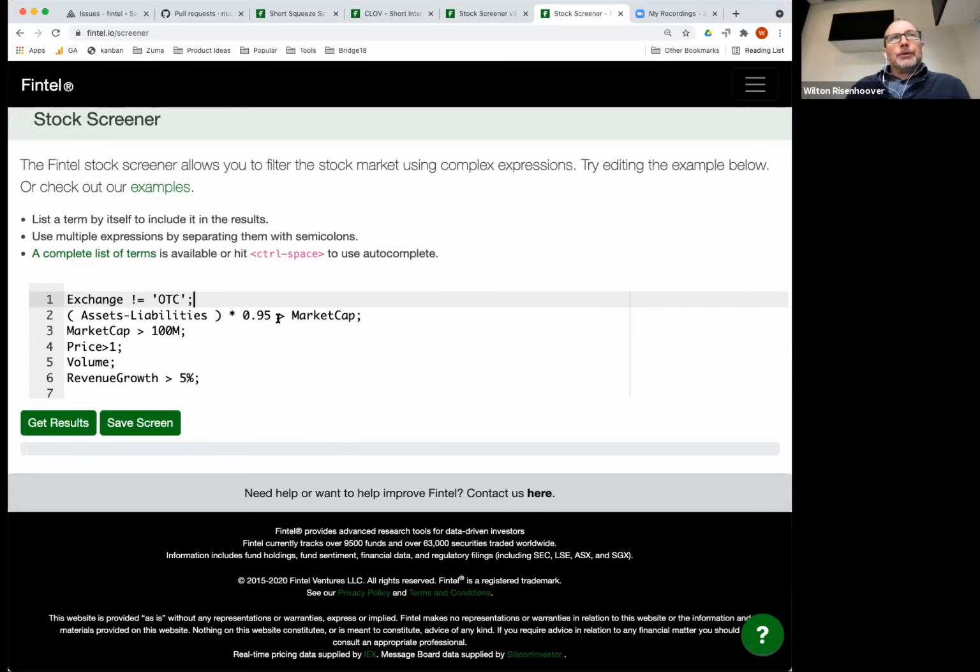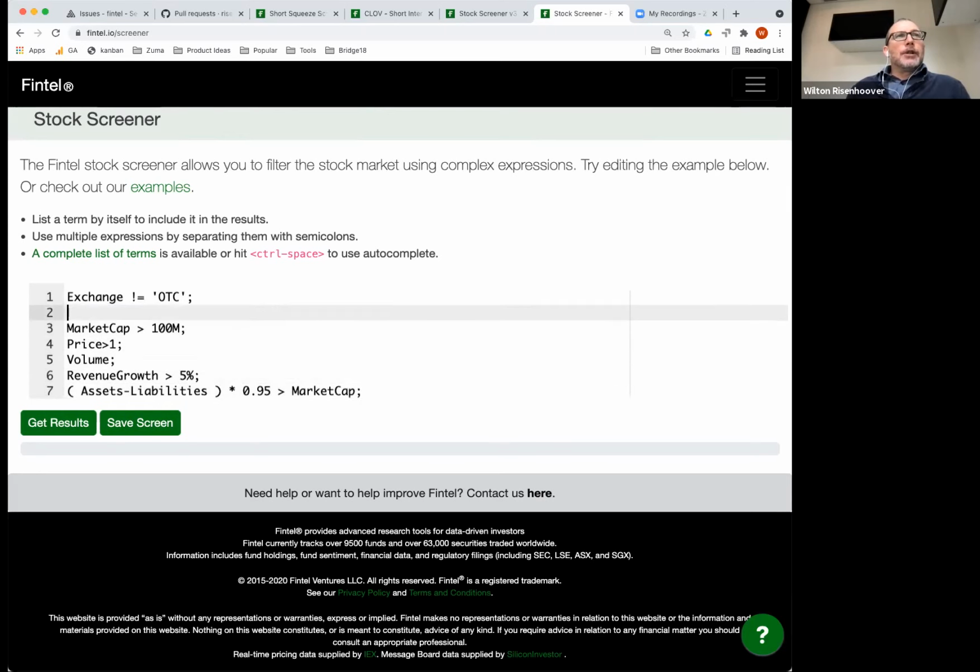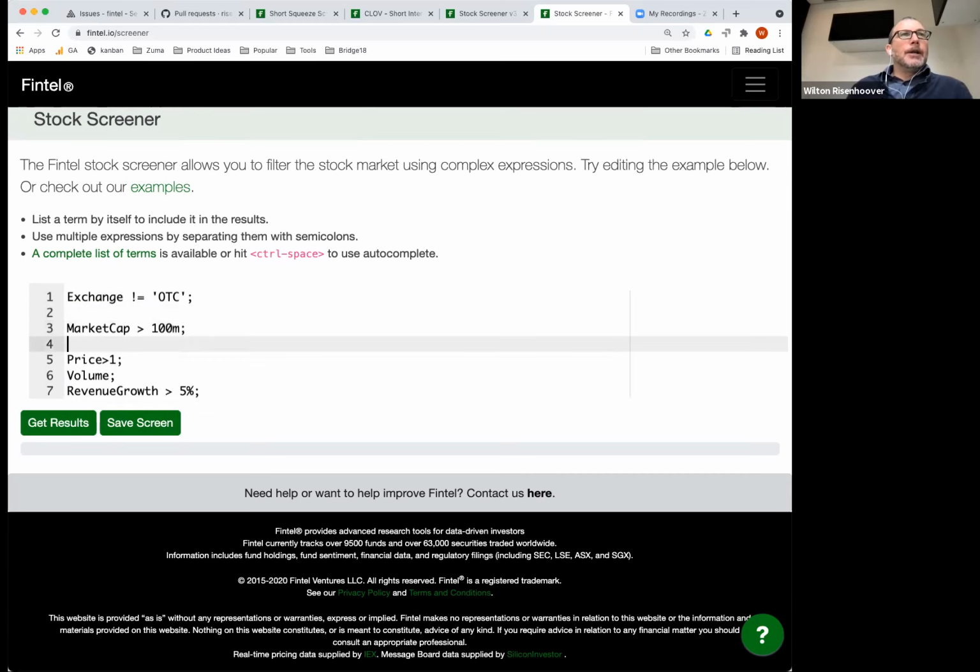You can see that a lot of people don't want to have OTC stocks in here, so we have that. We can say market cap is greater than 100 million. So look at what I've done here. I've said 100M. I could say 1 billion. I could say 1 trillion. Okay. So let's say greater than 100 million and market cap is less than 1 billion.